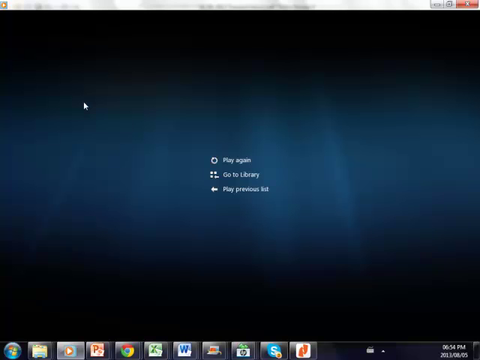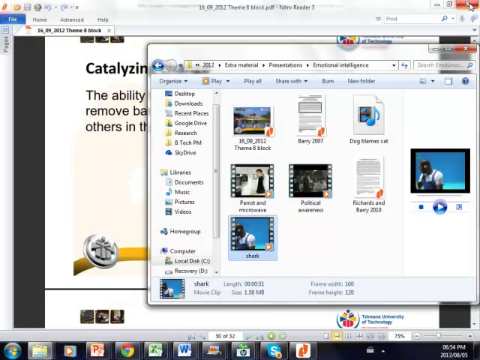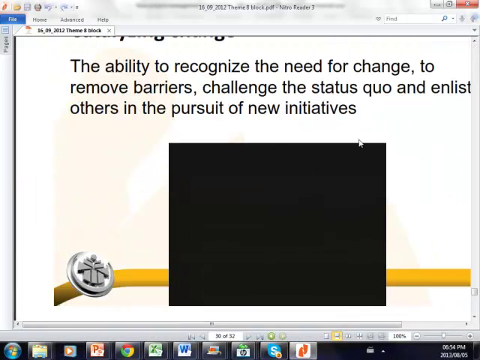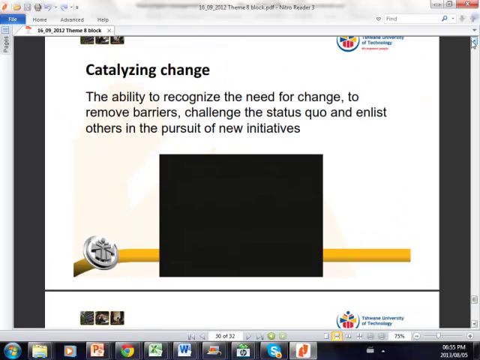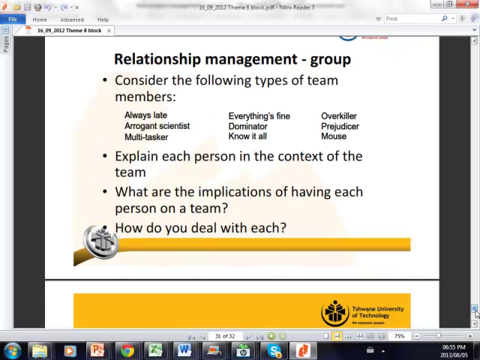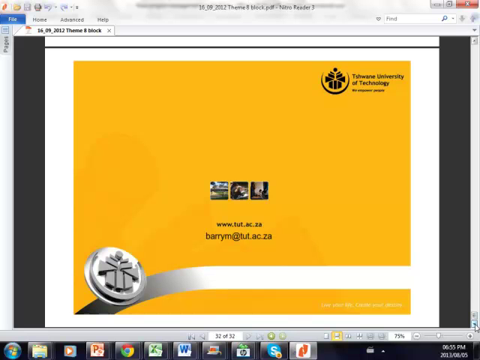Okay, so the guy with the red is not a change catalyst. He doesn't know how to remove barriers and challenge the status quo and enlist others in the pursuit of new initiatives. Right, and that's what emotionally intelligent people do, is they catalyze change. So they see when there is the need for change. Okay? And that is basically the end of my story for tonight.